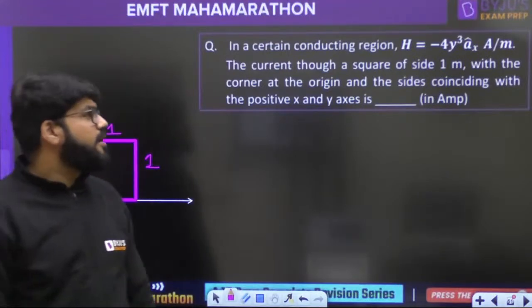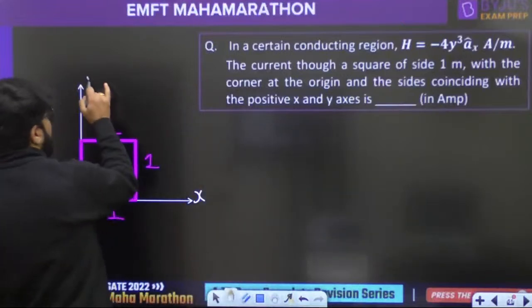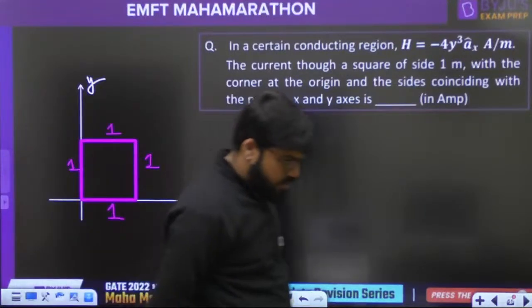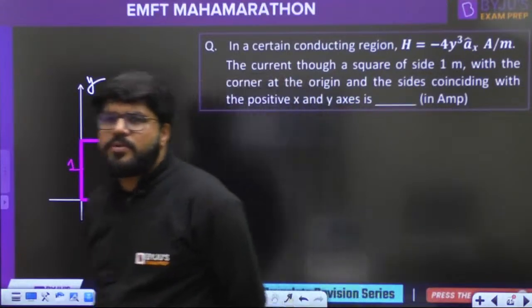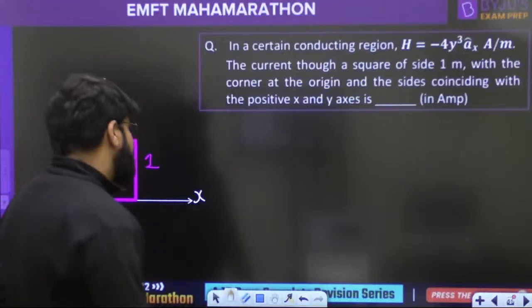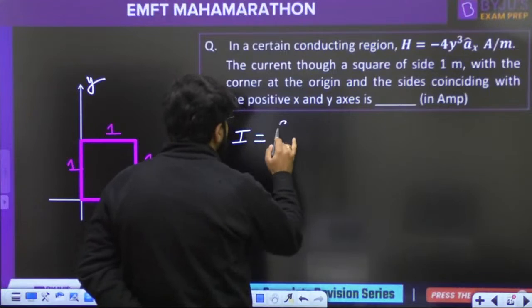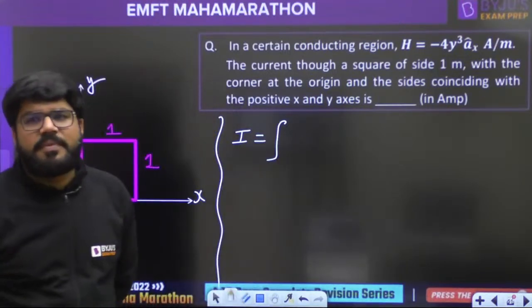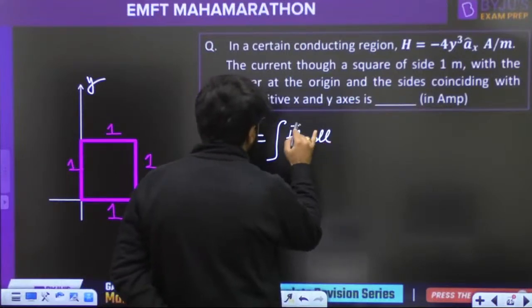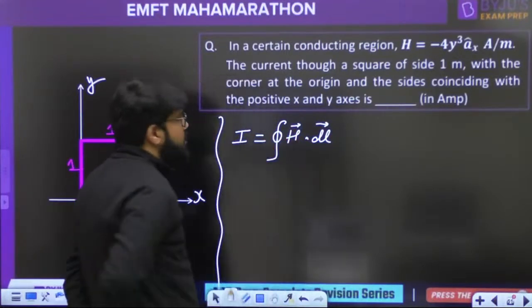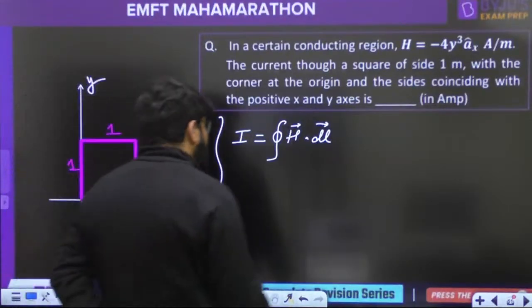In a certain conducting region, the magnetic field is also given to you, and these axes are x and y axis. What is the current through the square of side 1 meter? How are we going to calculate this current, guys? Let me give you the idea. Current is actually given by Ampere's circuit law, number 1, integral H dot dl. Basically Ampere's law over the closed path.